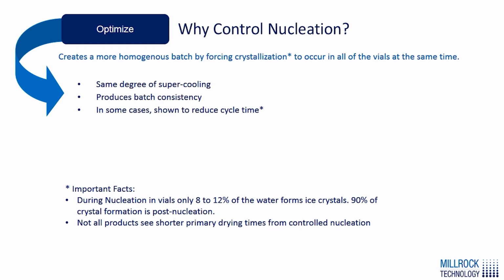Most importantly is that it creates a more homogeneous batch by forcing crystallization to occur in all of the vials at the same time at the same degree of supercooling. This produces both consistency across that batch as well as consistency between subsequent batches that are all being nucleated at the same time. Additionally, in some cases, it is shown to reduce cycle time, but that's not the primary purpose or benefit of controlled nucleation. That is something that happens in some cycles, but primarily the benefit of controlled nucleation is that it produces the same degree of supercooling and increases homogeneity and batch consistency.